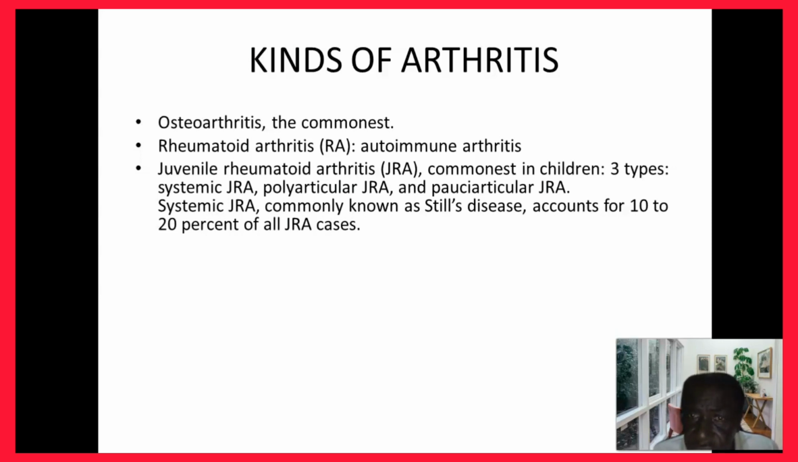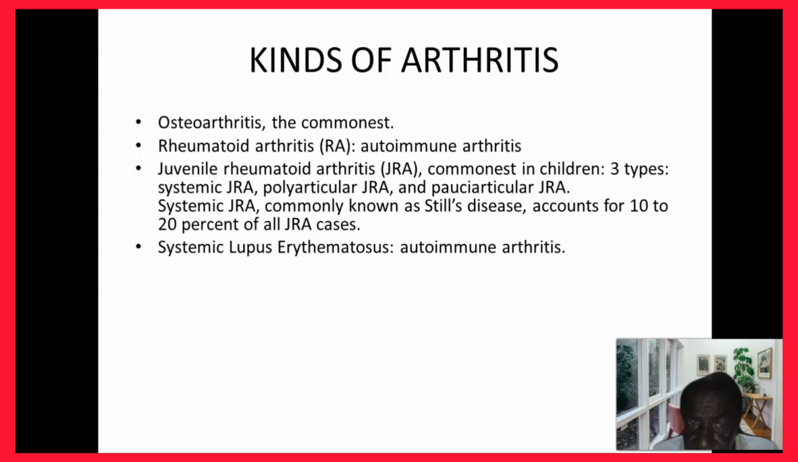You have it commonly in children, 3 types: the systemic juvenile, the polyarticular that affects all the joints both ways. It's not on one side, it is on both sides of the joint, both left and right side, and the pauciarticular juvenile rheumatoid arthritis. It's always the cartilage. That's where you call it articular. The cartilage has 2 types.